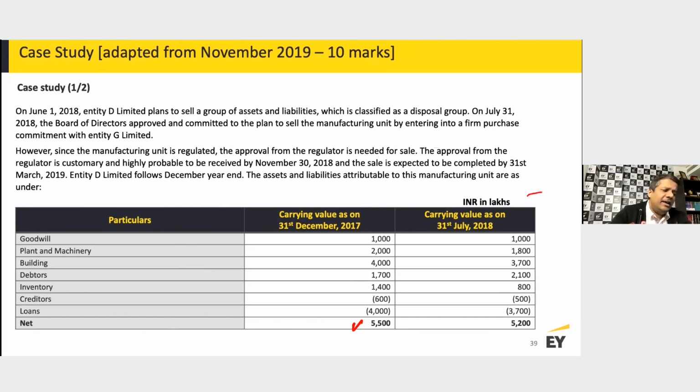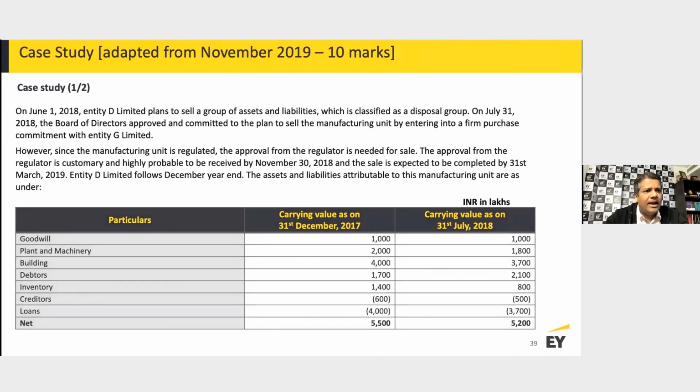Now I did the carrying value assessment. Carrying value as on 31st of July 2018 is 5,200. It is 1,000 of goodwill, 1,800 of plant and machinery, 3,700 of building, debtors, inventory, and so on. All of that is 5,200 as of 31st of July. So essentially, that's the date when I have the approval to classify this as held for sale.